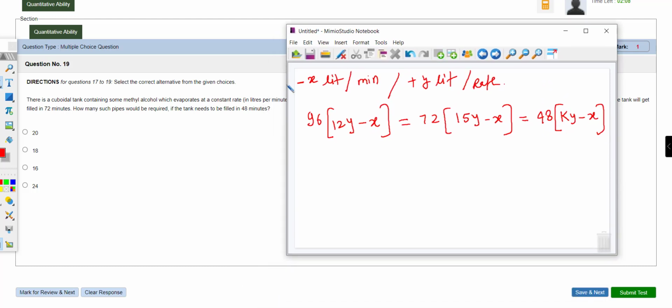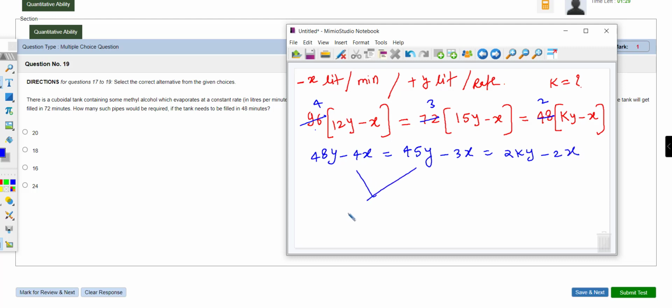So let's try to solve this. We need to find how many pipes are required. The answer is k, so we want to find the value of k. You can simplify this with 24. 24 4s are 96, 24 3s are 72, 24 2s are 48. So this becomes 48y minus 4x is equal to 45y minus 3x is equal to 2ky minus 2x. If we solve this part, that will give us x is equal to 3y.